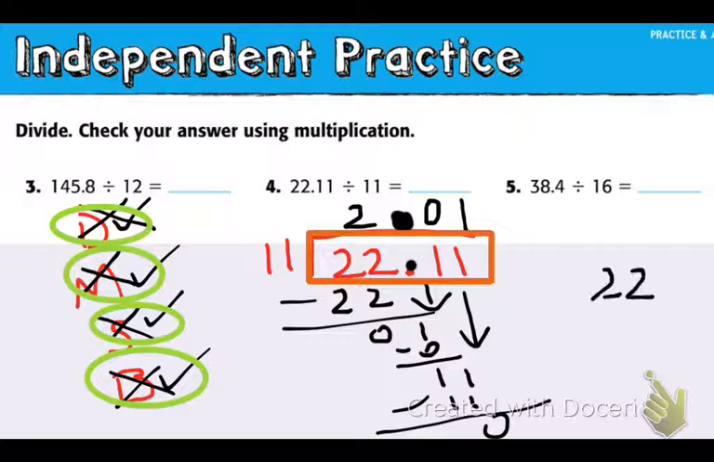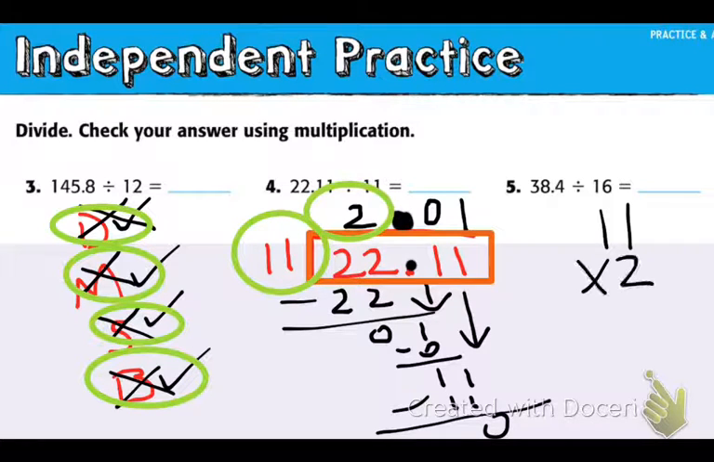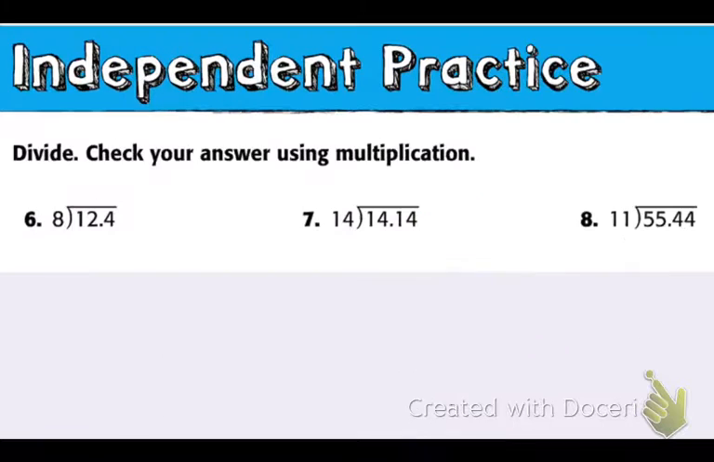It's 22 and some change, right? And then I'm going to multiply. I'm going to take my divisor, which is 11, and multiply by my answer, which is pretty close to 2. And 11 times 2 does give me that dividend. It's close to 22. My answer is reasonable. I can go ahead and move on.